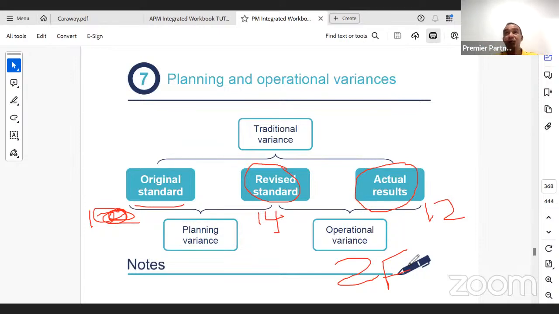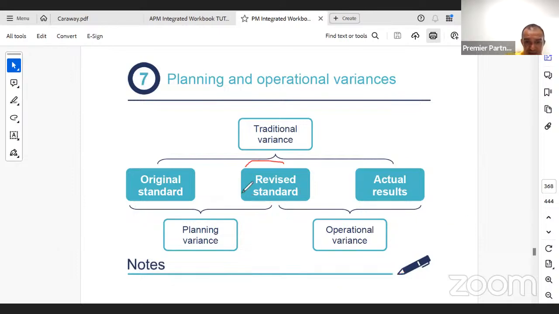Now, this is the kind of explanation you need to give in the exam, if they ask. So, when you bring in a revised standard in between, now we can look at 2 things. One, planning error. Planning error is the difference between the original standard, or the old standard, versus the revised standard. By how much are we different in terms of planning?